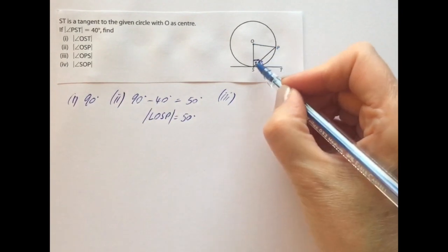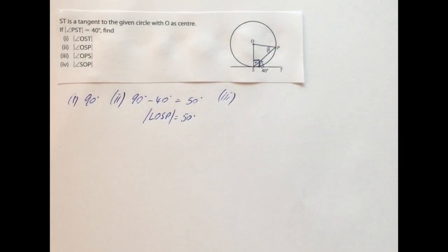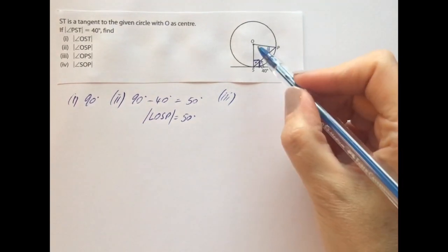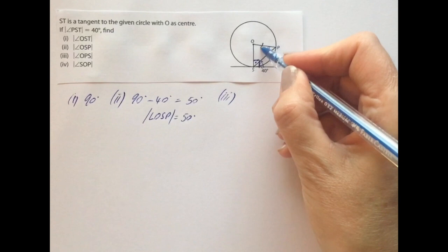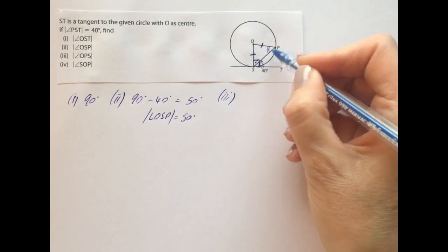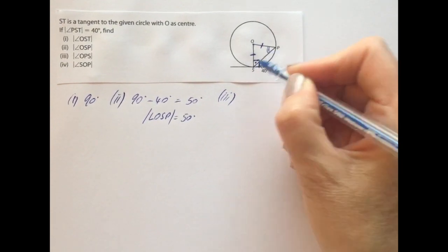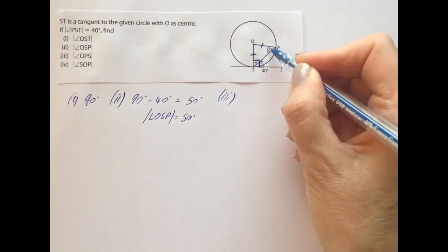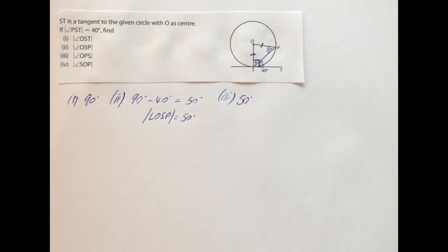Okay, part 3 then, angle OPS. OPS is this angle here that I'm looking to find out. Now, what have we got? Again, the other thing to look out for is we have a radius there and we have a radius there. So we have an isosceles triangle, which means the base angles are equal, which means if that's 50 degrees, that's also 50 degrees. So straight away, we know that angle OPS is 50 degrees.